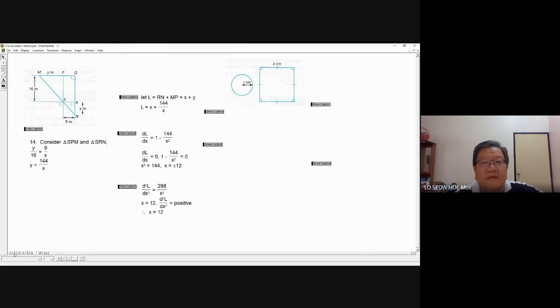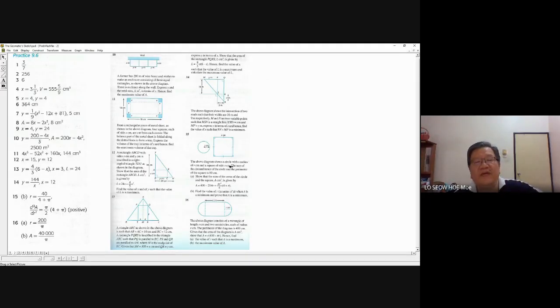Number 14, number 15, I think. Yes, number 15. Now, in question number 15, we have a circle and a square. The diagram above shows a circle with radius r and a square of side x cm. The sum of the circumference of the circle and the perimeter of the square is 80.